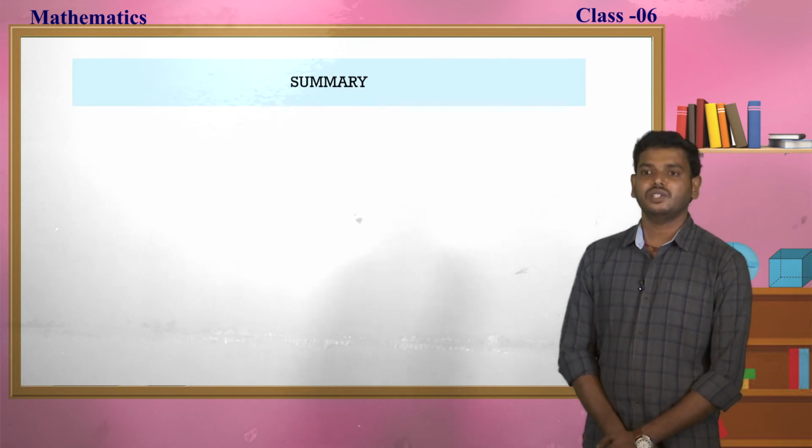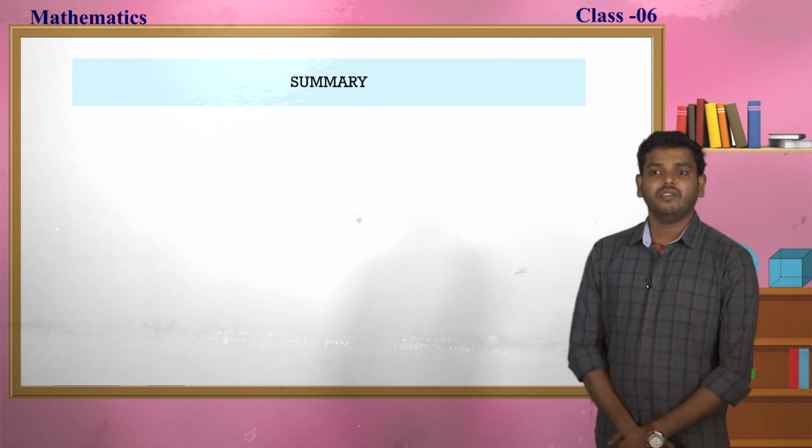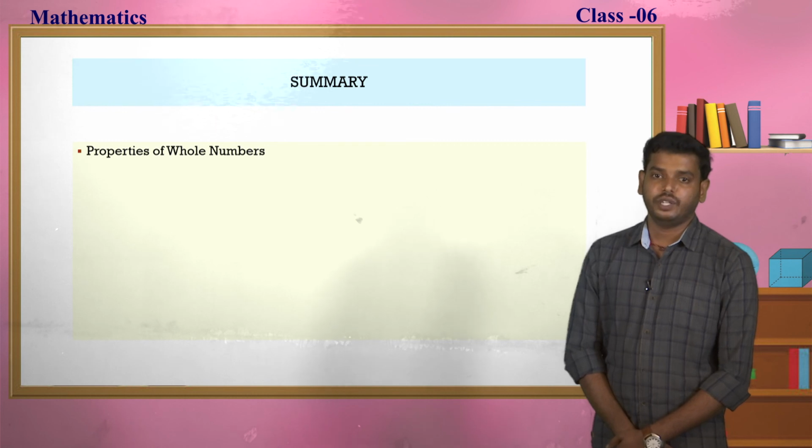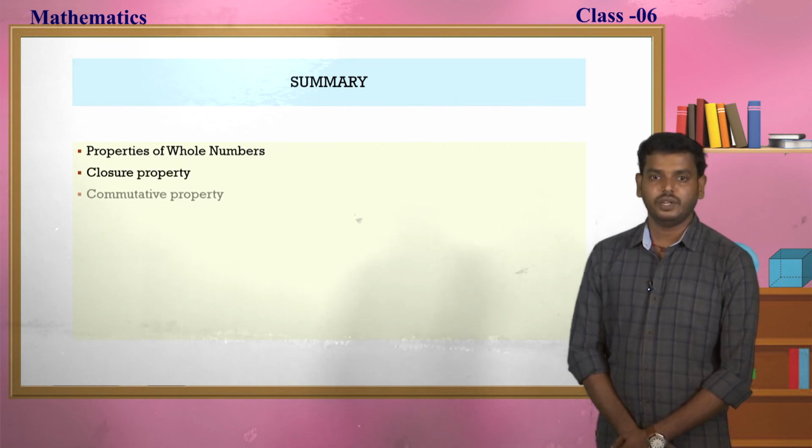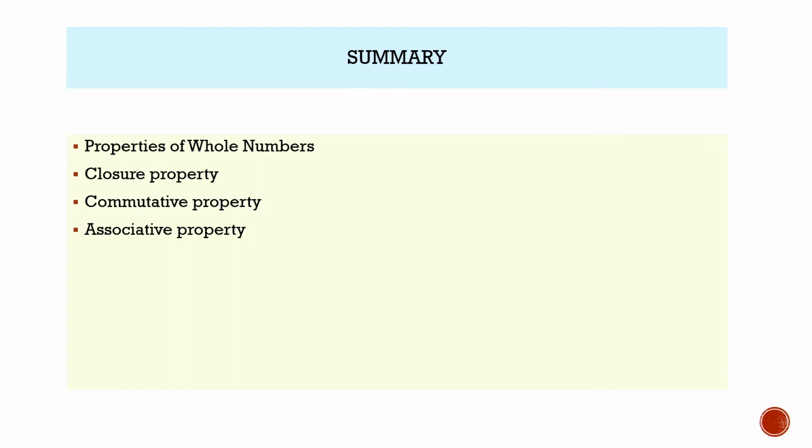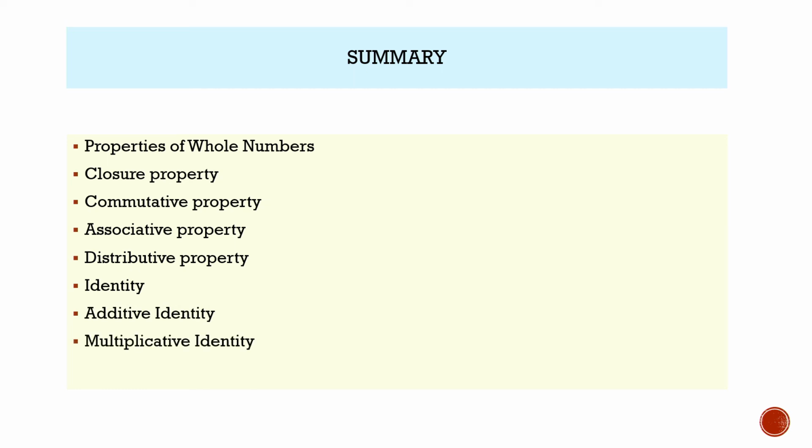Then we will summarize today's discussion. So, what we have discussed mainly are properties of whole numbers, in that closure property, commutative property, associative property, distributive property, identity, in that additive identity, multiplicative identity and patterns in whole numbers.